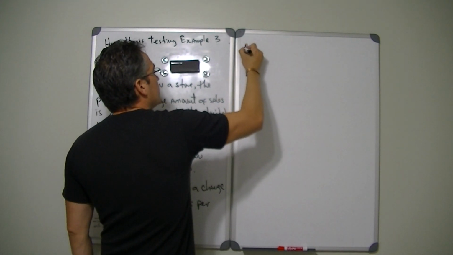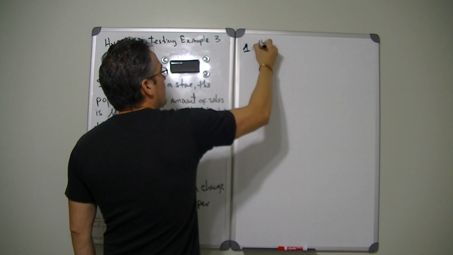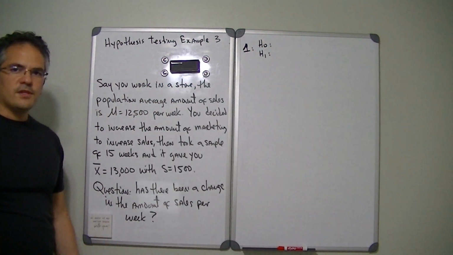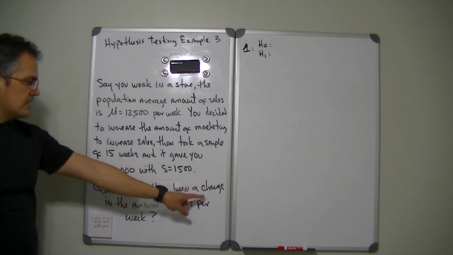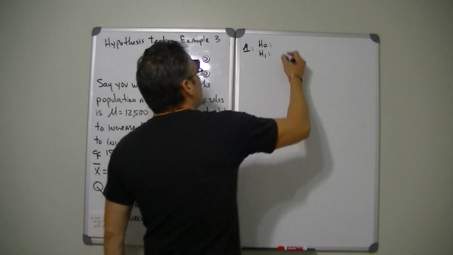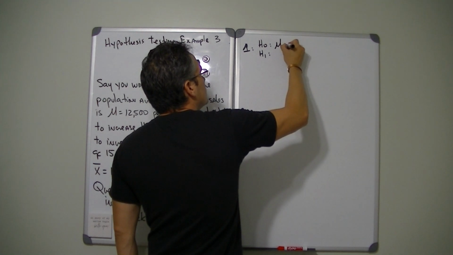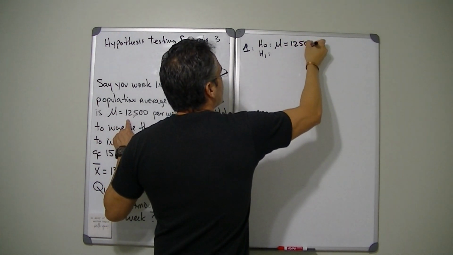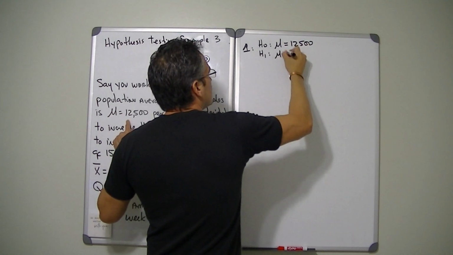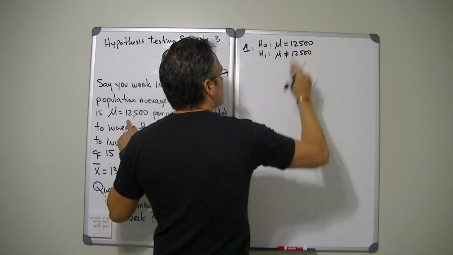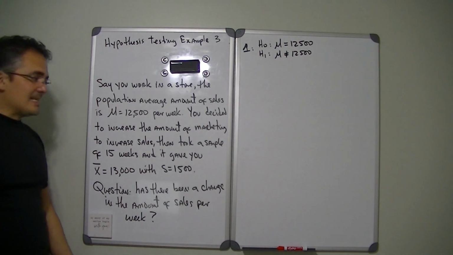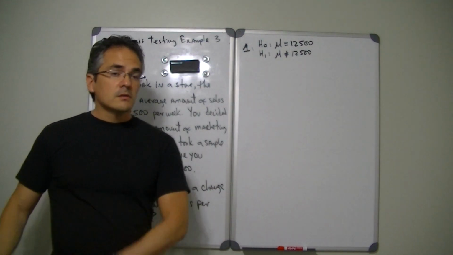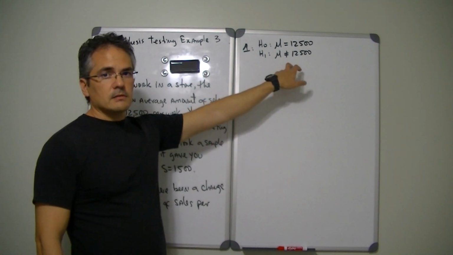We need to set up our H0 and our H1. Now in this case, because the question is, has there been a change, then we're going to say mu equals 12,500, or mu does not equal 12,500. Because the question is asking, has there been a change? And a change could be higher or it could be lower. So we need to create a two-tailed test.